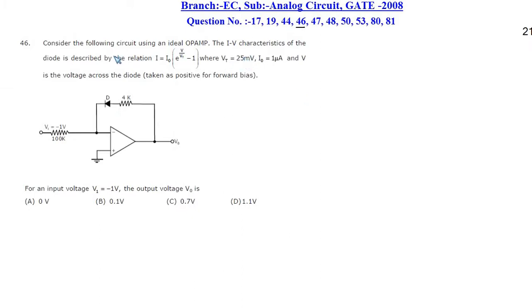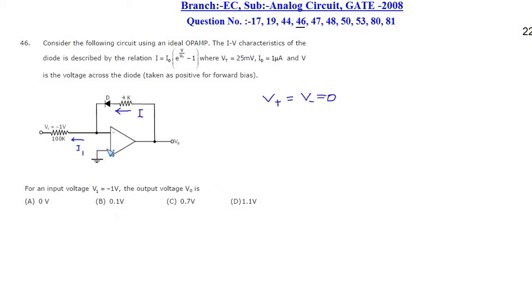Next question is question number 46. In this question, a circuit is given with an op-amp and diode combination. The current across the diode, that is this branch, is given. The thermal voltage is also given, and the reverse saturation current I0 is given as 1 microampere, and V is the voltage across the diode. Now in the question, the input voltage is given as minus 1 volt, and we have to find out what is the output voltage.